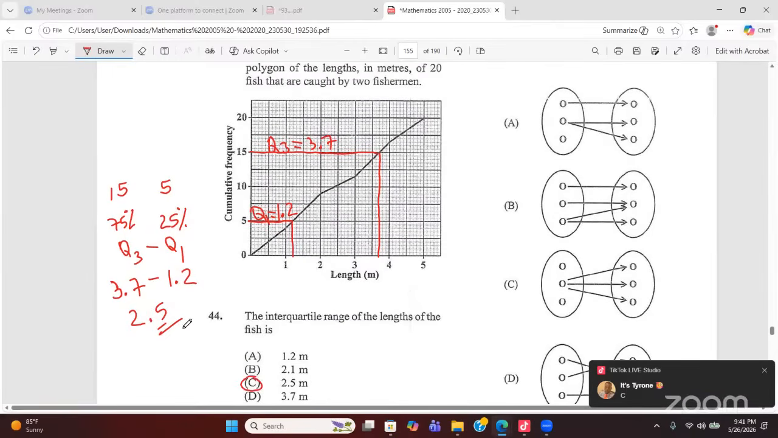So 2.5. Again, it's just Q3 minus Q1. Q3 is 75% of your sample. Q1 is 25%. The sample is 20. So that is where we could get our 15 and our 5 quite easily. All right.